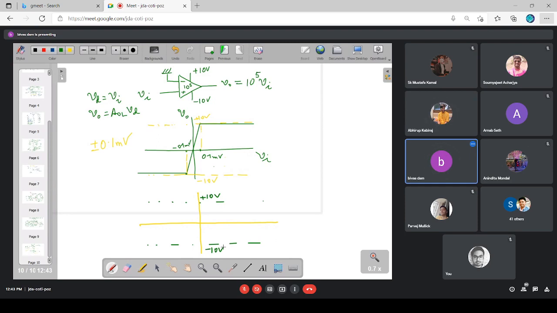Yes, sir. So my characteristics will now look like something like this. If I plot the x-axis and y-axis in the same scale, only if I expand this region, then I'll find this type of characteristics. Is it not? Yes, sir.